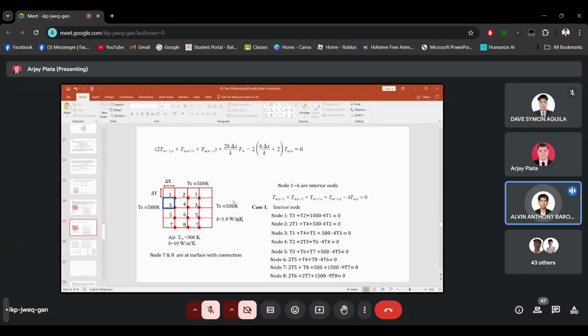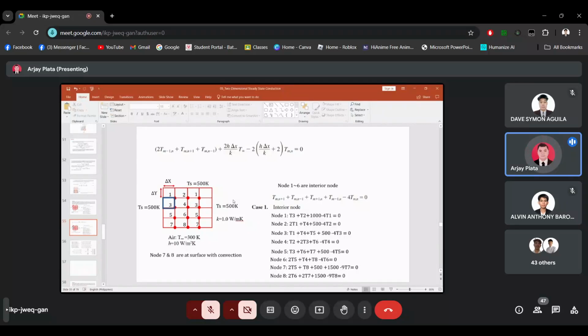Sir, ang mostly pong gagamitin or ang lagi pong gagamitin ay yun pong side po na malapit po sa fluid. Ay sorry, sa outside. Opo, yun po lagi malapit sa outside ang gagamitin. Yes, okay po. Thank you po, sir.